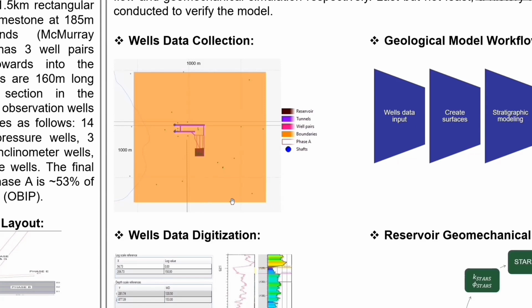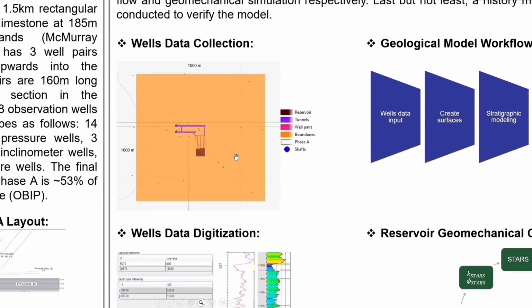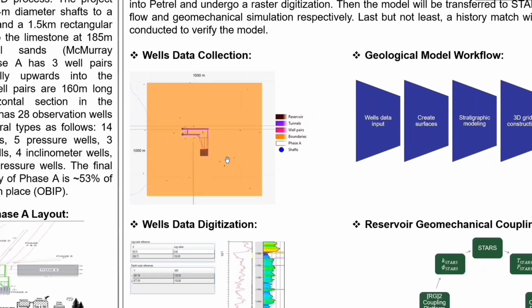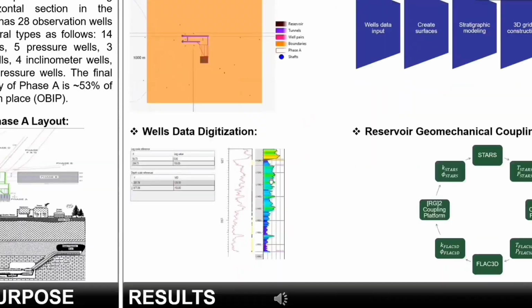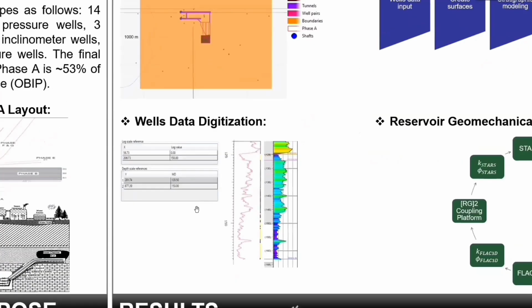And this is a simple drawing that shows the shaft in blue, tunnels, and Phase A reservoir and well pairs. As you can see here, the legend of this drawing. But unfortunately, most of the Phase A wells are not available and haven't been digitized yet. Hence, the wells were entered manually to undergo a raster log digitization, as we can see here.